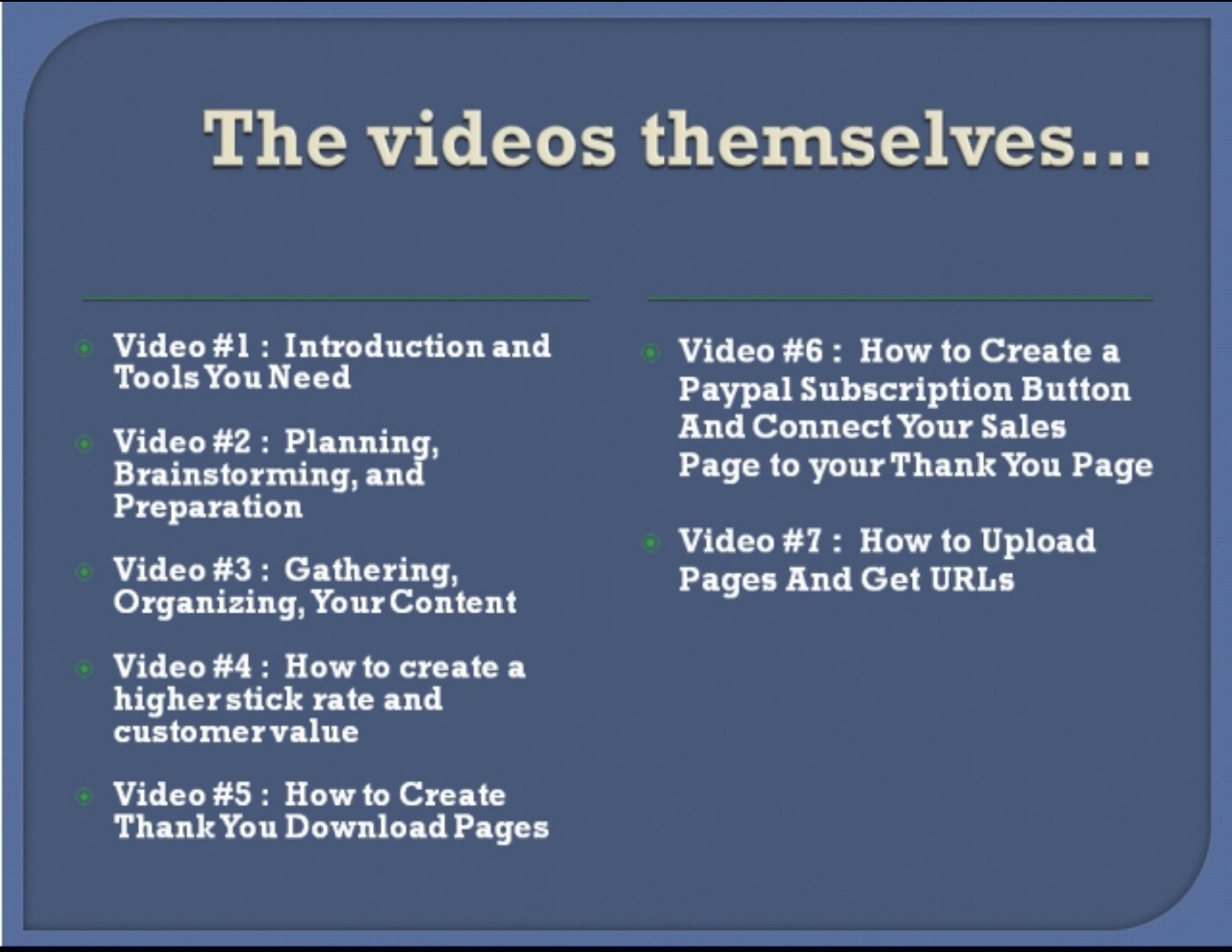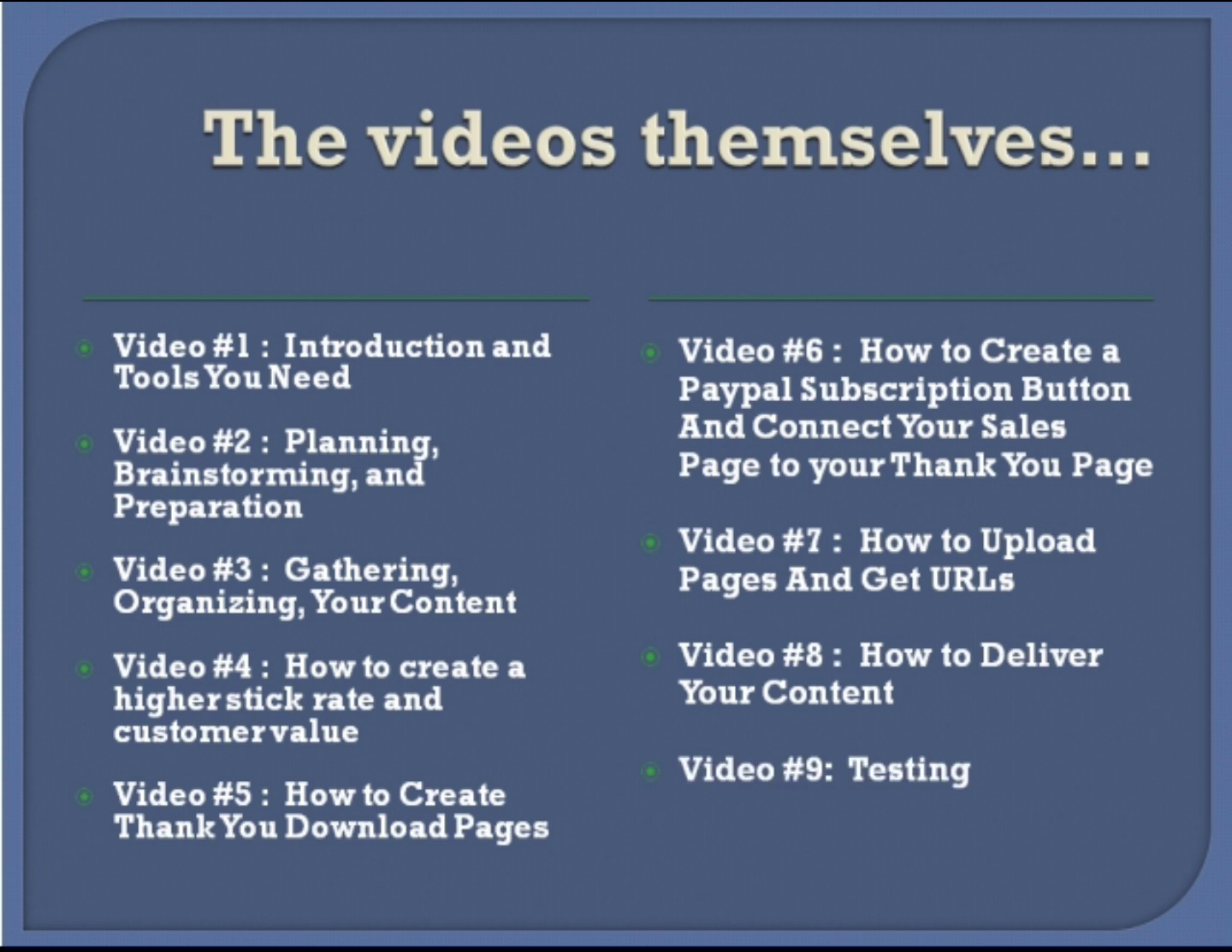Video number 7, we're going to talk about how to upload pages and get URLs. And what I mean by this is, let's say you have 12 pieces of content or even more than that, and you've uploaded your content, and then in this video we talk about how to get the URLs so that you can deliver that content in your future emails. Video number 8, we're going to talk about how to deliver your content. So now that you've gotten the URLs, it's time to deliver the content through Aweber, GetResponse, or anything else like that.